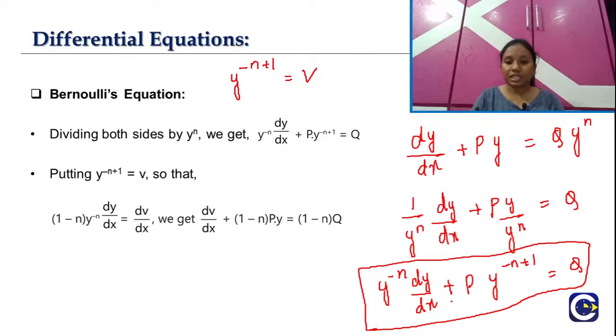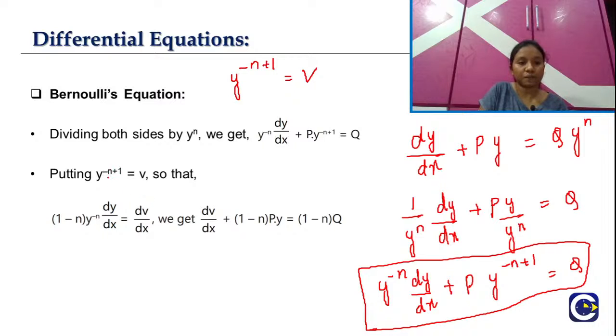So y power minus n. We are going to substitute that in place of v. So here it will be p into... in place of v, if we substitute, and that will be after differentiating. So dv by dx and all. After differentiating, we will have dv by dx on the right hand side.